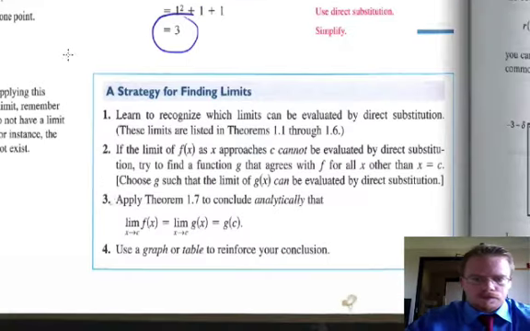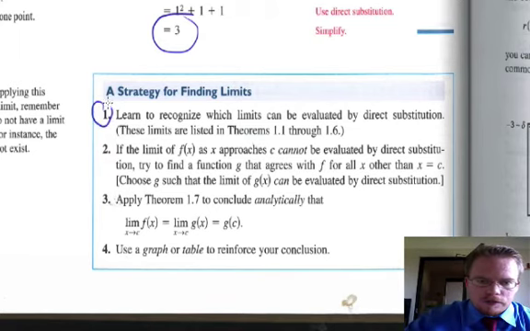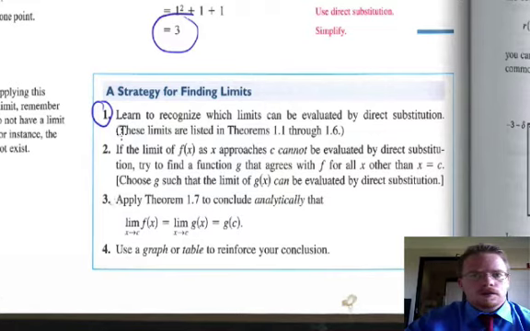So just a quick summary on the strategy for finding limits up to this point. So first, always try to see if you can use direct substitution for a continuous function. You should be getting to the point where you can look at a function and tell me if it's going to be continuous or if it'll have asymptotes or open circles anywhere.